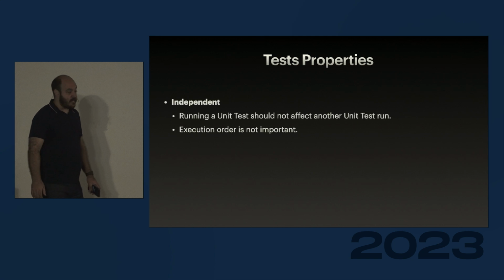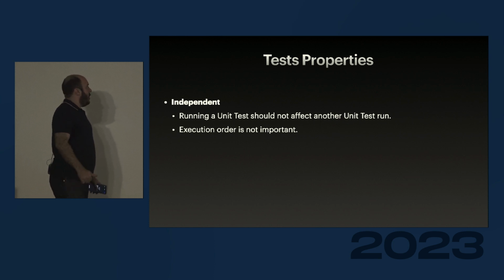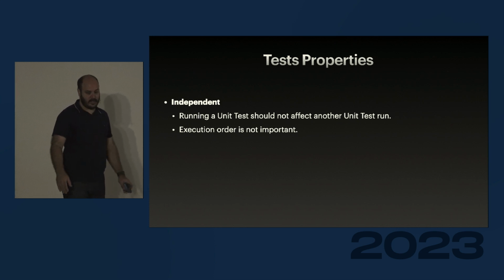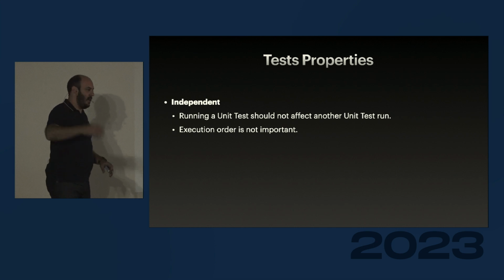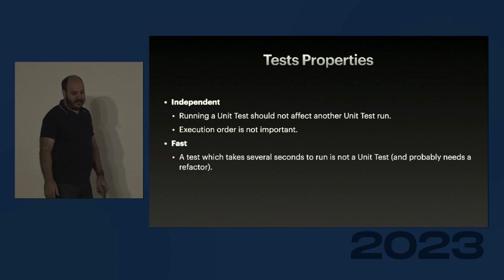Okay, so test properties. These properties sometimes are taken for granted, and they are not. So the unit test needs to be independent. When you run a unit test, it can't affect another unit test. The execution order shouldn't be important at all. So no matter how the tests run, alphabetically or randomly, you should have the same result. Fast.